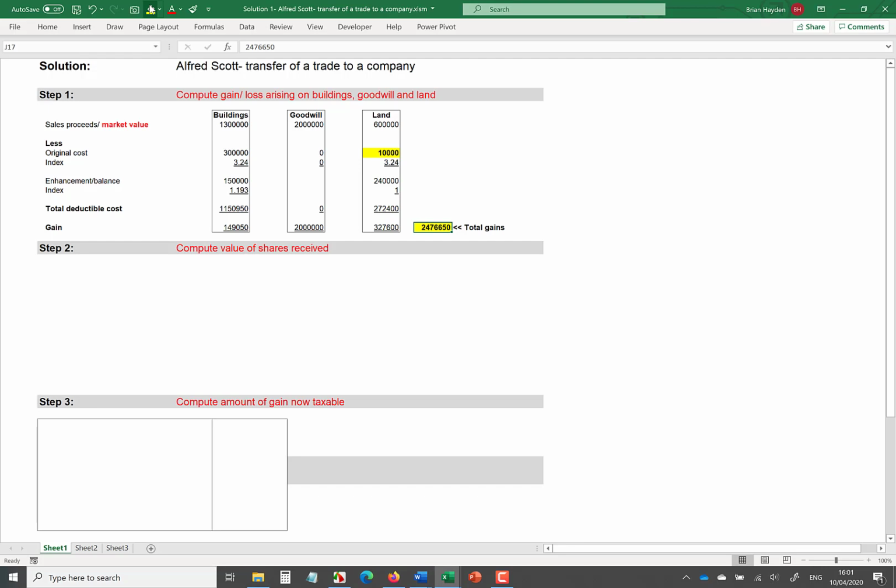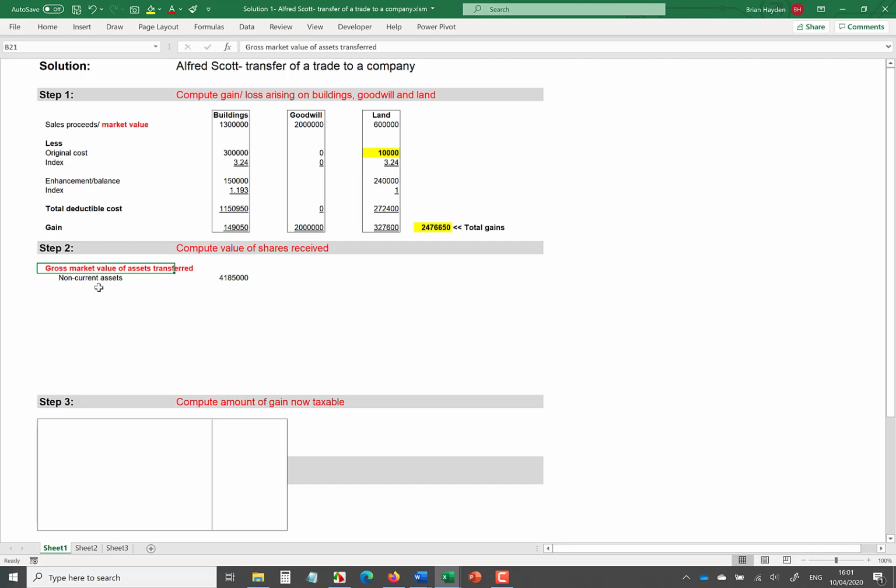Now, thankfully, there is a relief, or I suppose a deferral of those gains. You don't have to pay tax on all of that just yet. So in order to figure out how much tax is due, we need to look at the value of the shares received. The greater this value, the lower your immediate tax payment. So what we need to look at then is what assets were received. So the gross value of the assets transferred.